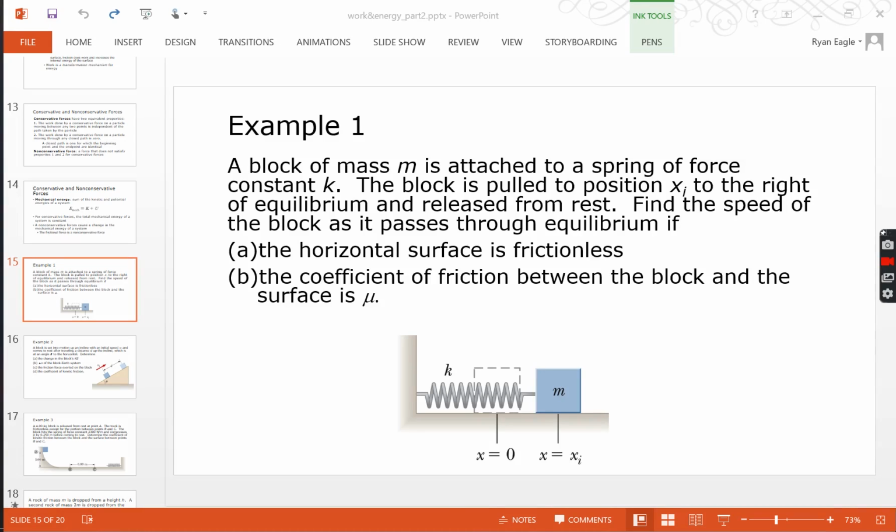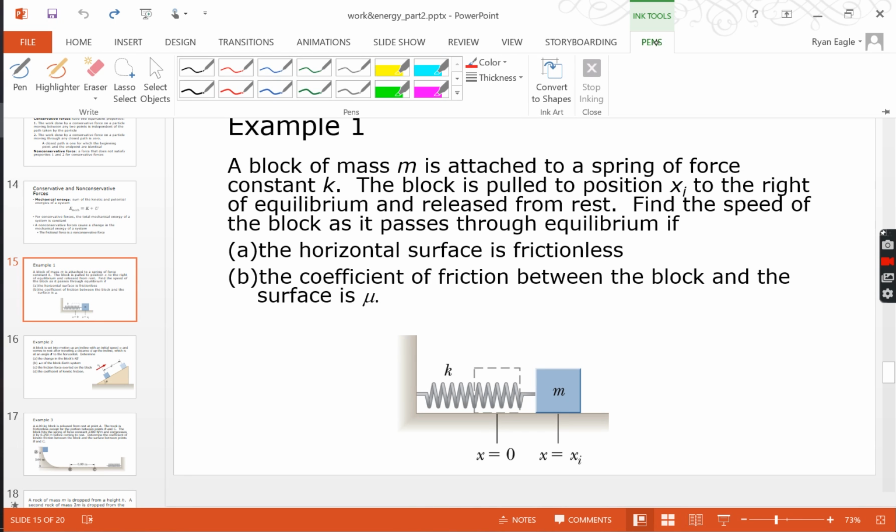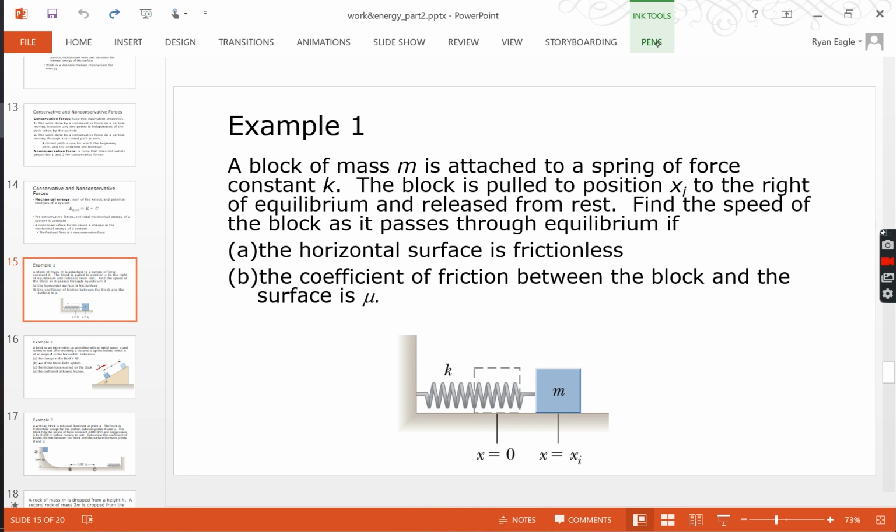Example 1 from Work and Energy Part 2. We've got a mass attached to a spring. We pull it to the side, which is the picture that's shown. We let it go, and it will oscillate back and forth. So here's our equilibrium position, where it's labeled x equals 0.